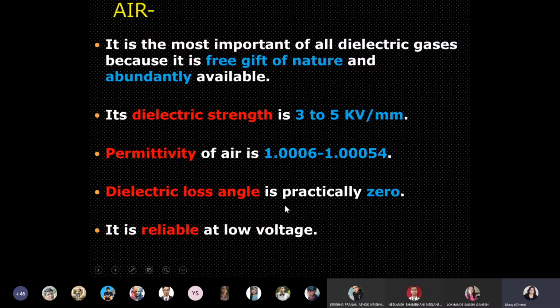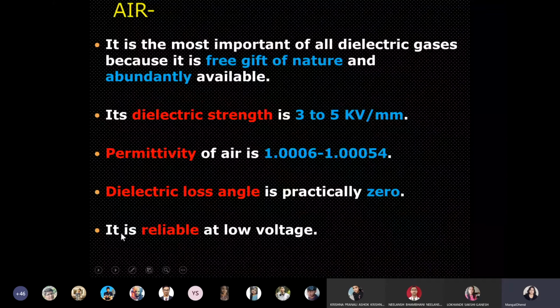What is the meaning of dielectric loss angle being zero? It means tan delta. I told you loss angle, loss factor, dissipation factor all mean tan delta. And when tan delta is zero, it means unity power factor. Now you have studied lagging power factor, leading power factor and unity power factor. So unity power factor means loss is zero, loss angle is zero, meaning air is a perfect insulation because loss will be less.